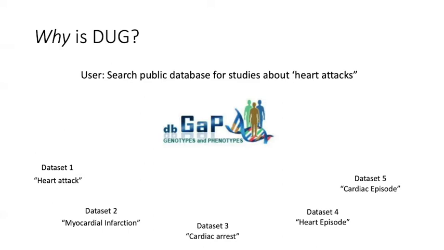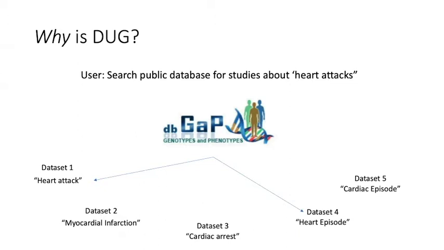Let's pretend I'm a researcher interested in searching dbGaP for data sets about heart attacks. Now, in this contrived example here, we have 5 data sets that have all measured the same thing, whether or not a patient has had a heart attack, but they've called it 5 different things, right? Heart attack, myocardial infarction, cardiac arrest. And so each one of those is actually different, even though they're measuring the same thing.